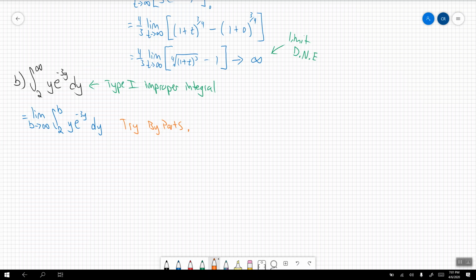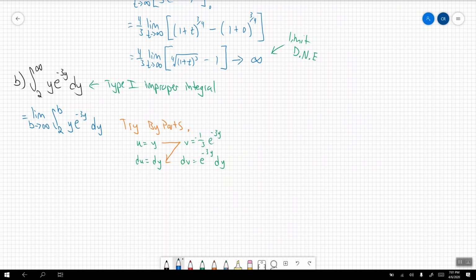So that means I need to choose 2 different values. Let's say u is y, because then du is just dy. dv is going to be everything left over, e to the power of negative 3y dy, and that means the antiderivative v needs to be negative 1/3 e to the power of negative 3y. We can double check by taking the derivative: the chain rule gives negative times a negative, which is a positive, and 3 divided by 3 gets me a 1. Perfect.